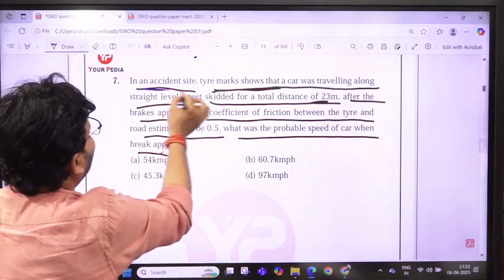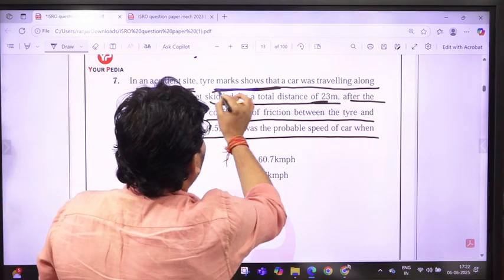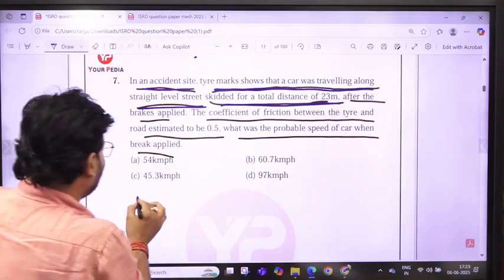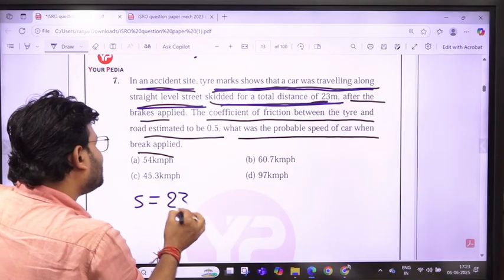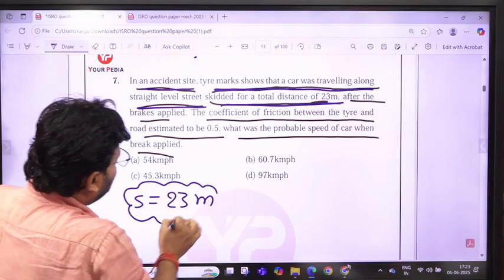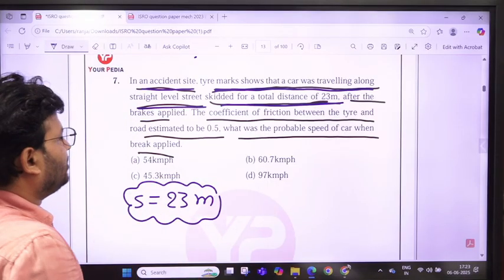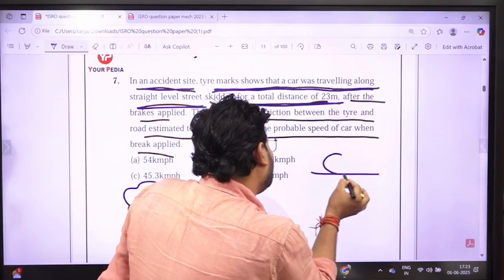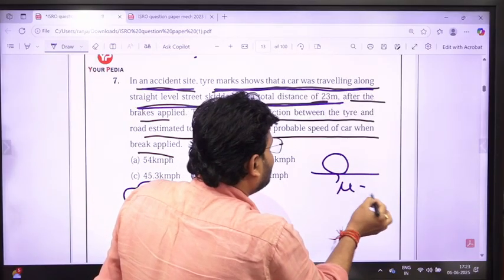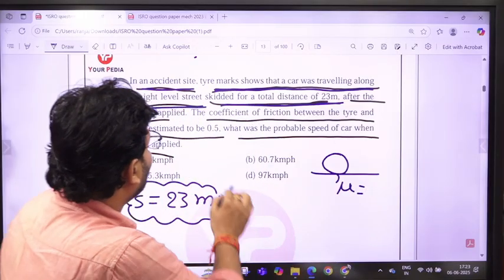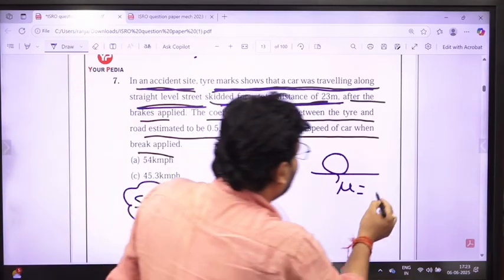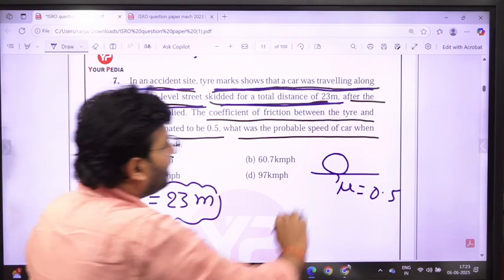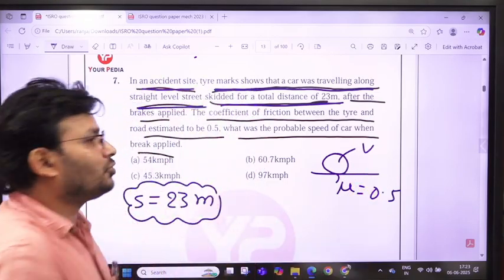In the question, at an accident site, the tire marks show that the car was traveling along a straight level street for a total distance of 23 meters. So after application of the brake, how much does it move? Sir, it moves 23 meters. Fine. After the brake is applied, the coefficient of friction between the tire and the road, suppose that was the road and that was your vehicle tire, is known in the question, and it is 0.5. What is the probable speed when the brake is applied? So how can you do that, my dear friends?